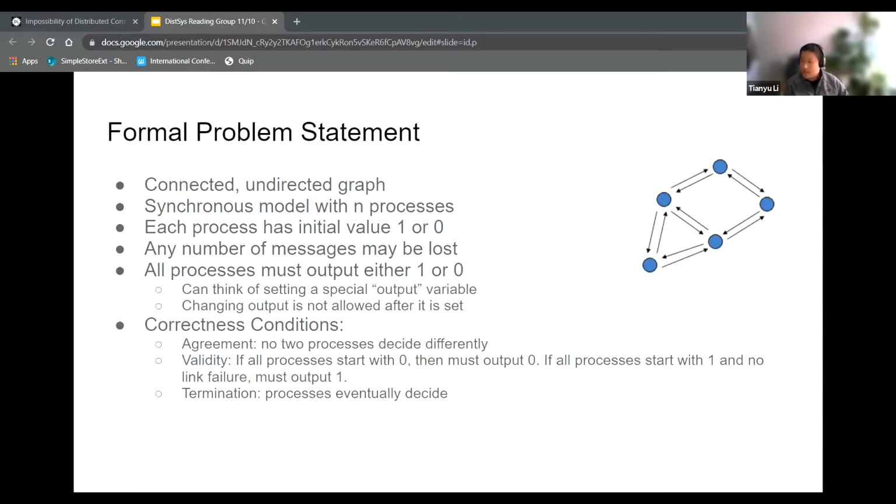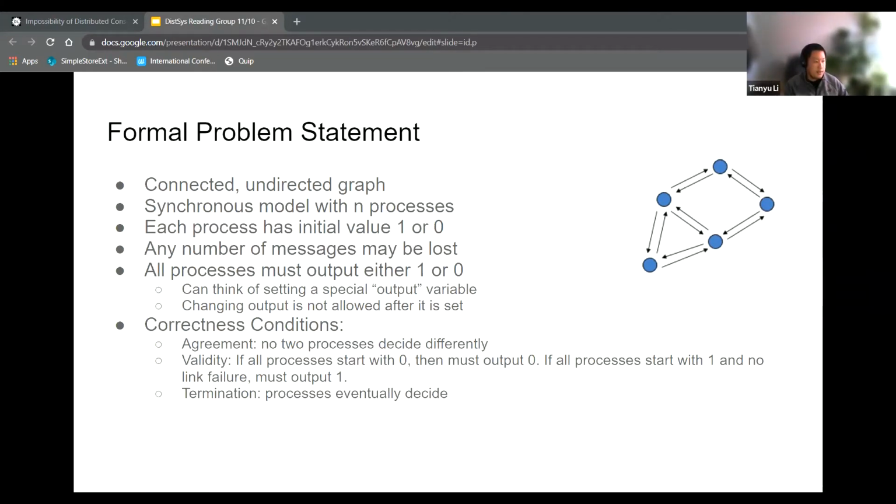Each process in this graph has an initial value of 1 or 0, representing whether the general agrees to attack or not, right? And in this particular example, any number of messages can be lost on these edges, right? All processes must output either 1 or 0. So you can think of it as setting a special output variable in a function or actual physical processor. And changing the output is not allowed once this has been written. So it's a one-shot thing, you get one shot to get the decision right.